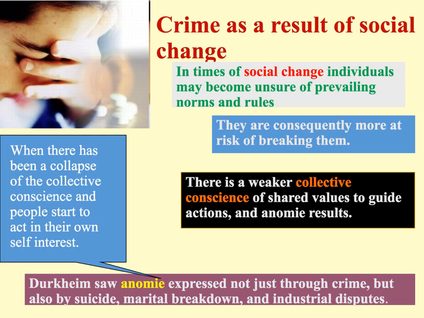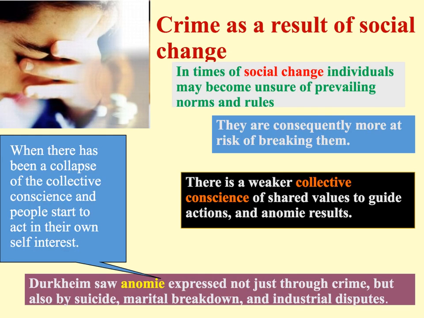we get something called anomie. This is a key term this year that we must all understand. Anomie is the definition in the box on the left: when there has been a collapse of the collective consciousness and people start to act in their own self-interest because they aren't sure about the shared norms and values around them, or they don't feel that they can relate to them. He saw anomie not just as expressed through crime, but also through suicide and marital breakdown and even industrial disputes like strike action.